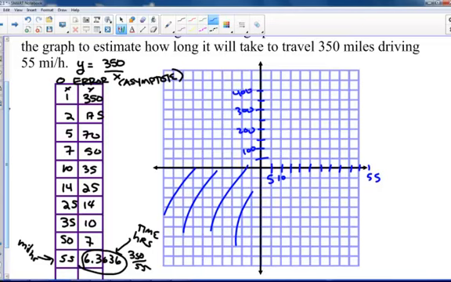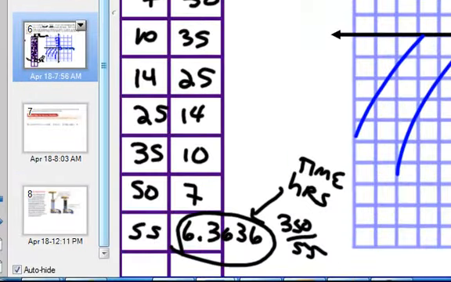So 1 gives 350. 2 is 175. 5 is 70. 7 is 50. 10 is 35. 14, 25. 25 is 14. So see how it's getting closer and closer to the axes? 35 is 10. 57. Like, it really doesn't even matter because you're just going to graph as close to the axis as possible, never touching it, never crossing it. Again, there's an asymptote here. This thing is never touched and it's never crossed. It's always above it. So, that is what an inverse entails.